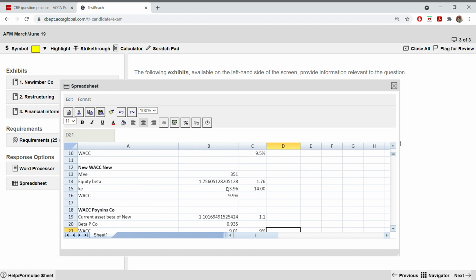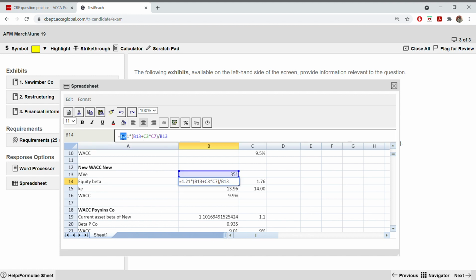Okay. So here, this was the asset beta. This is the equity beta. Okay. Now see what's the new asset beta and the new equity beta. Compare it and see.